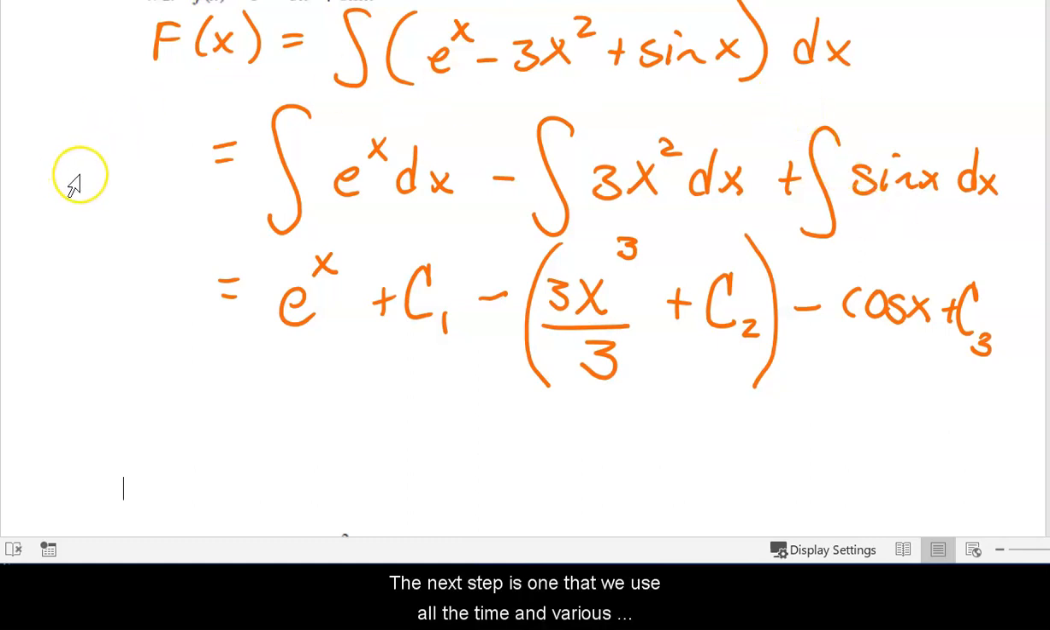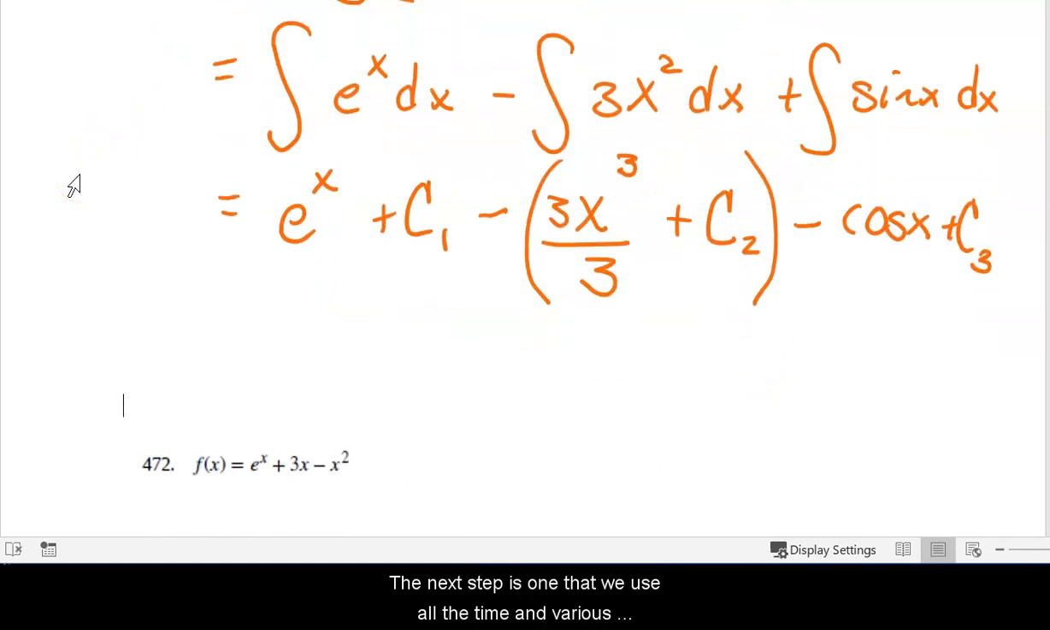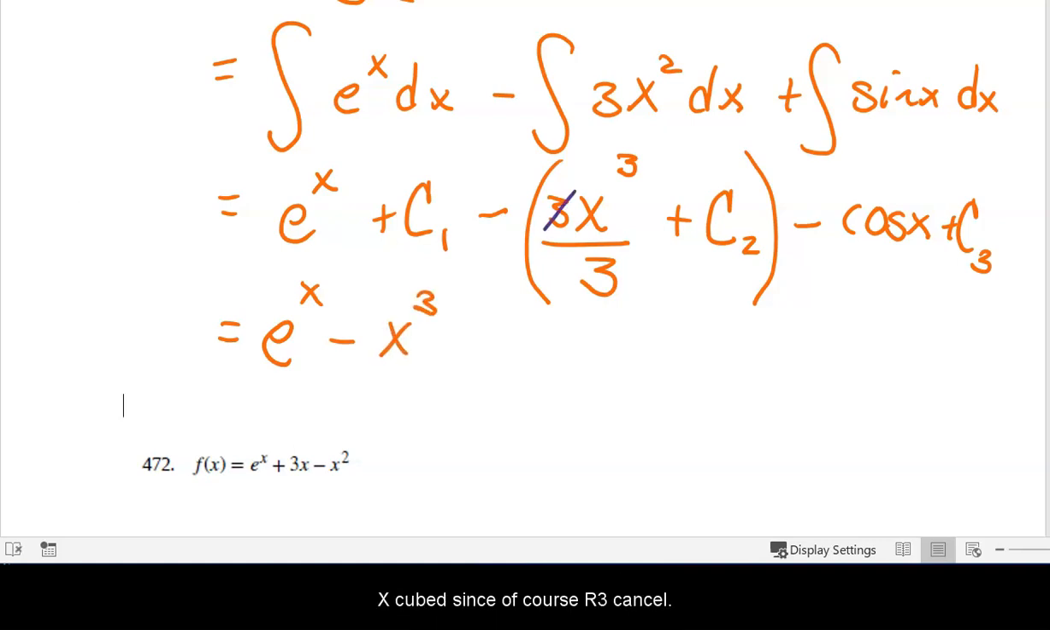The next step is one that we use all the time in various levels of calculus and differential equations. What we're doing in the next step is we're rewriting all the non-constant terms at the front, the e to the x minus x cubed, since of course our 3's canceled, minus cosine of x. At the back, I'm simply going to write plus c.